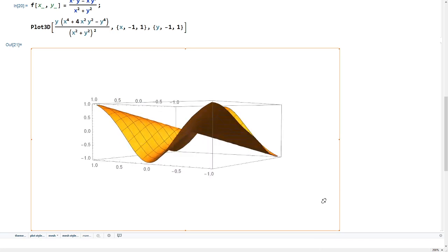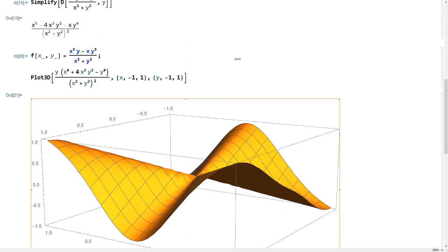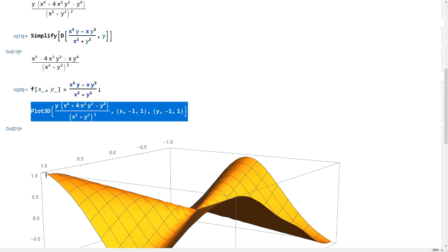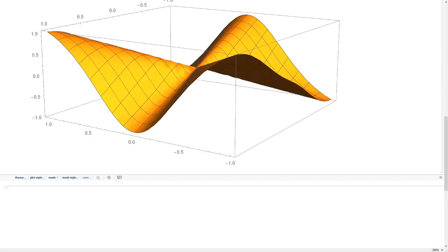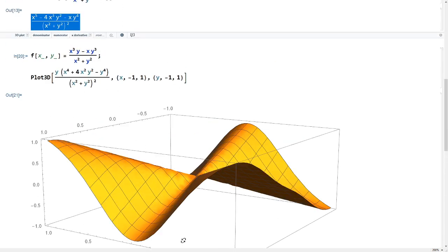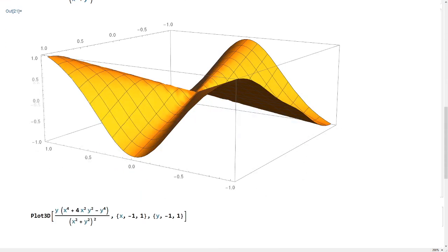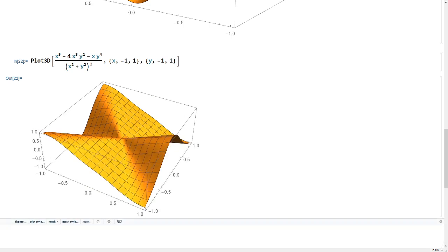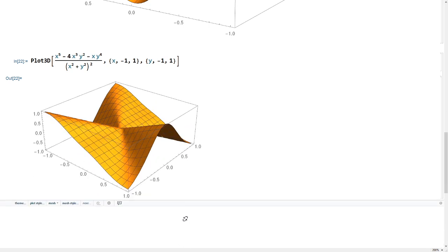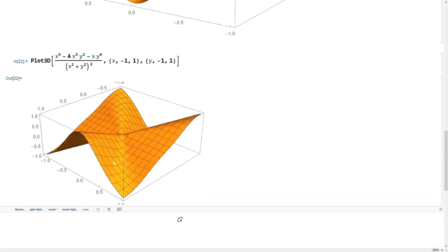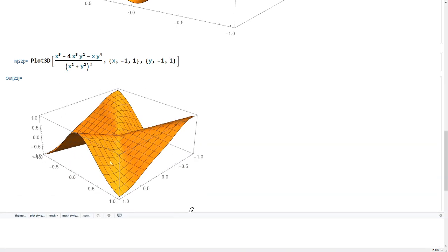All right. Yeah, and then if we plot the derivative of this with respect to y, you can see the same kind of thing happens. So again, we get that really sharp corner right here. And that really sharp corner makes it not differentiable. All right.